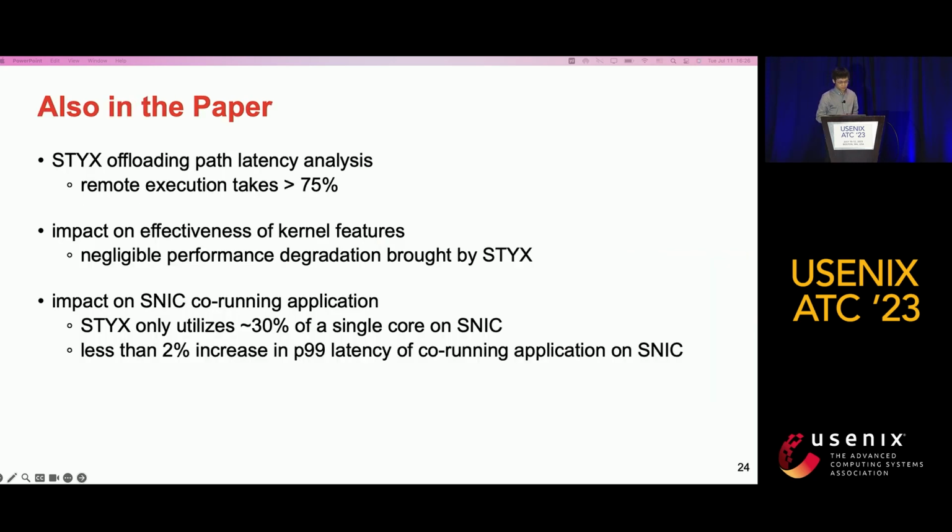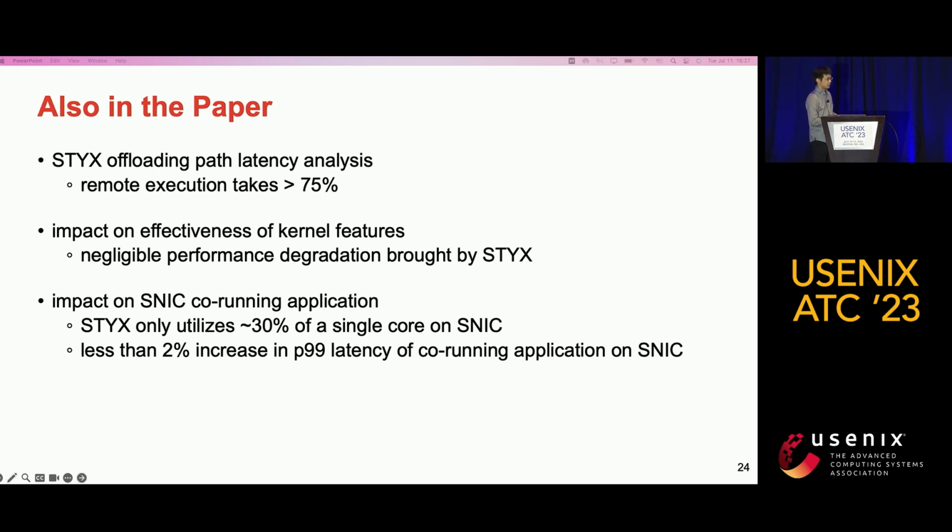We also analyze several other metrics, for example, the offloading path latency analysis. We measure the latency for each step and see which is our new bottleneck now. Currently, we find that the third phase, remote execution, takes more than 75%. We may do further optimization here. And also, we measure the impact of STYX on the effectiveness of these kernel features. And fortunately, we only see negligible performance degradation brought by STYX. You can find more details and numbers in our paper also.